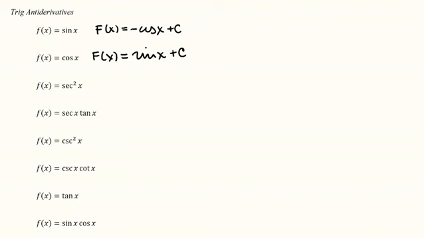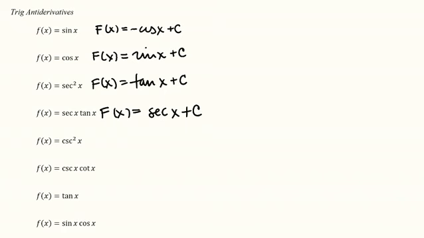Secant squared x. Okay, so you're not taking the derivative of it. You're thinking to yourself, what could I take the derivative of and get secant squared x? Tangent. Yes, okay, here we go. Okay, so when you think the same thing about secant tangent, okay, secant x times tangent x, that's going to be secant x. And you're not going to forget the plus c.